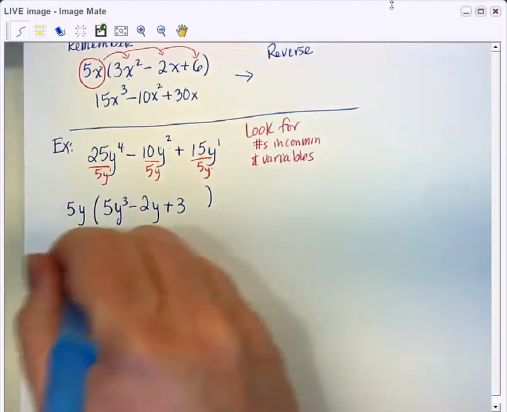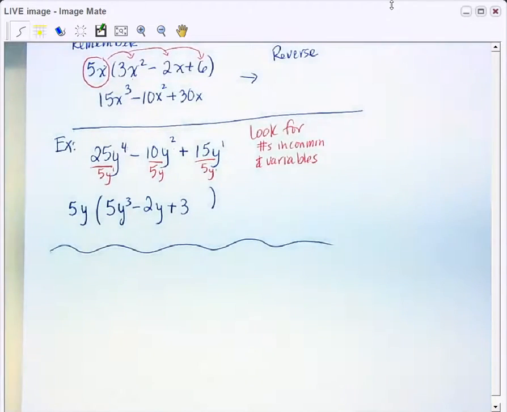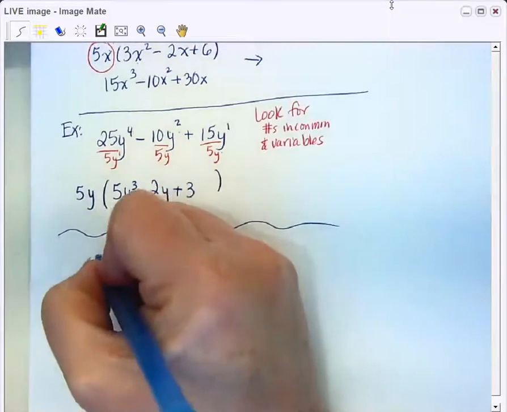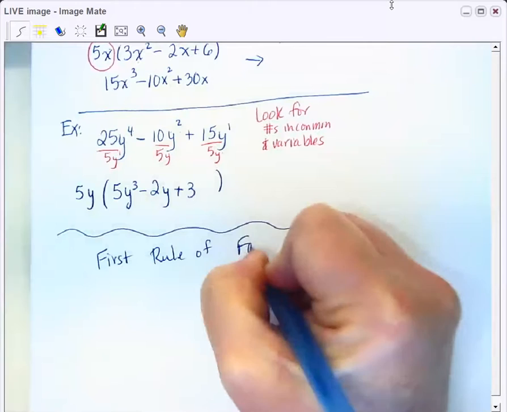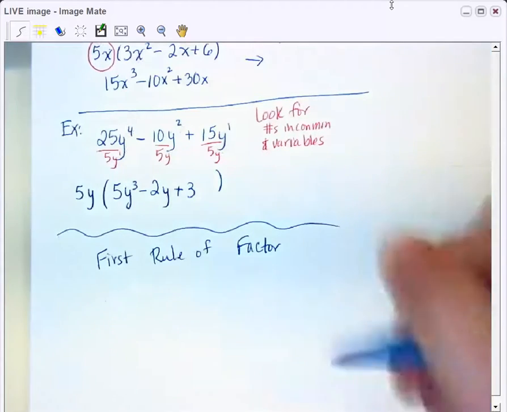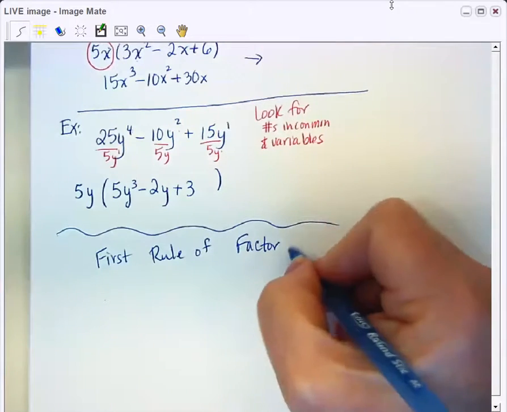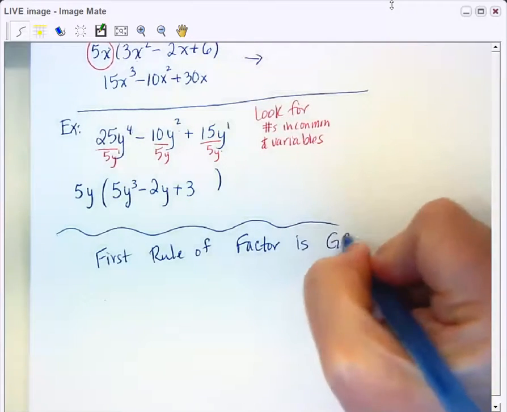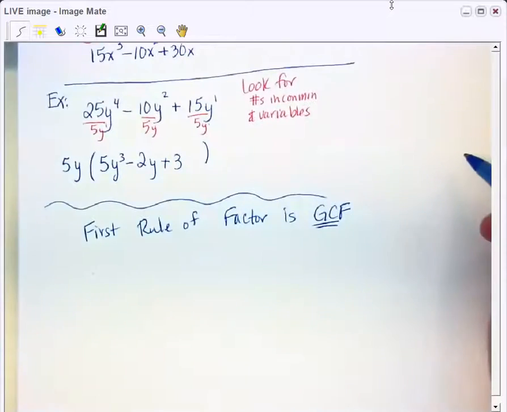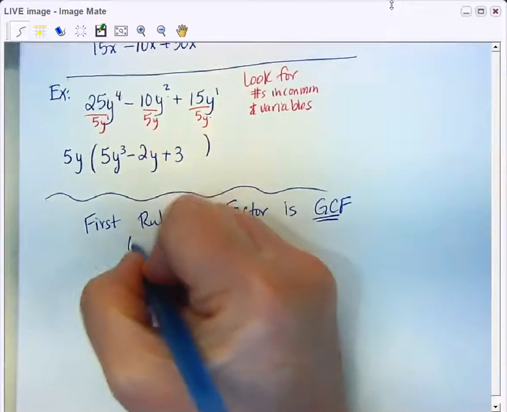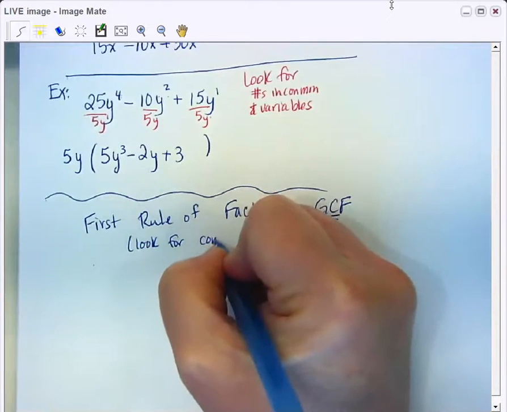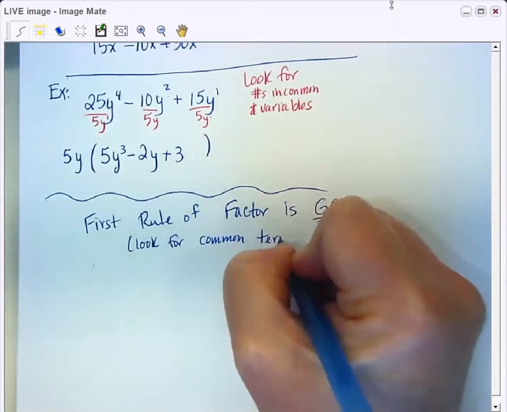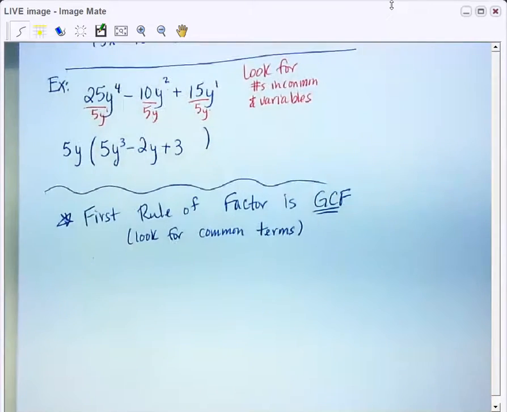Okay, so hopefully that's not too confusing. Let's do a couple more. This is the first rule of factoring. First rule of factoring, especially when they say factor completely, it's a hint that there might be more than one way to factor, is GCF. That's what we're doing. We're looking for the greatest common factor. Look for common terms. That's huge. First rule of factoring.